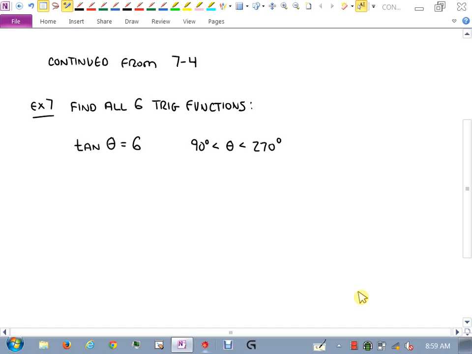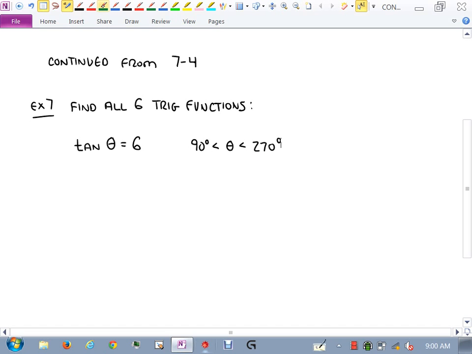So the idea that we've been working with is we're trying to find all 6 trig function values if we're given some information. In this particular case, we're given what tangent of this particular angle theta is. We're told that it's 6, and then we're told that our theta is restricted between 90 degrees and 270 degrees. So what I suggest you try and do is first figure out what quadrant you're in, and then try and draw like a reference triangle, and then just use your definitions of the trig functions to figure out the rest.